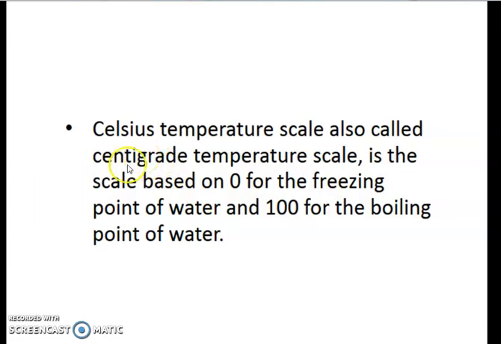Now it is also called the centigrade temperature scale, as the scale is based, as I mentioned, on the freezing point of water and the boiling point of water. In this scale, the freezing point of water is taken as 0 and the boiling point of water is taken as 100. So there is an interval of 100 between the freezing point and boiling point of water. So we can say in the Celsius scale, the freezing point of water will be 0 degree centigrade, and the boiling point will be 100 degrees centigrade.